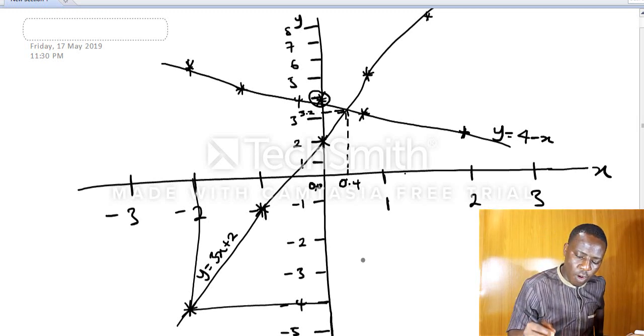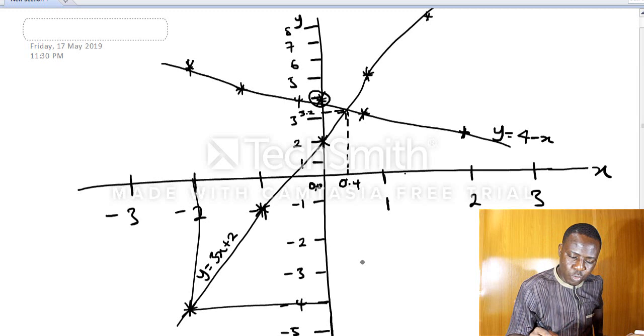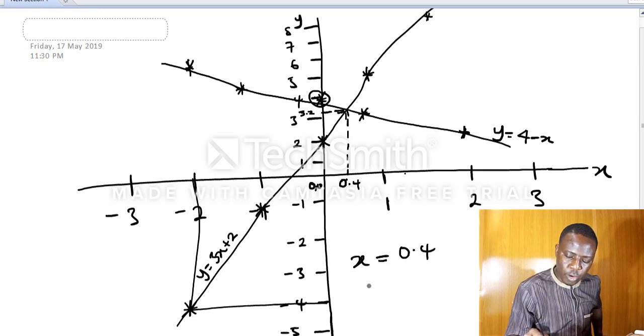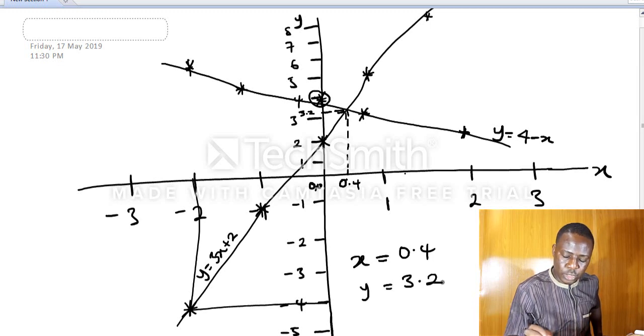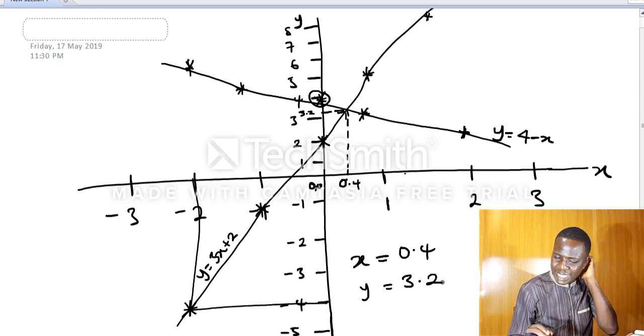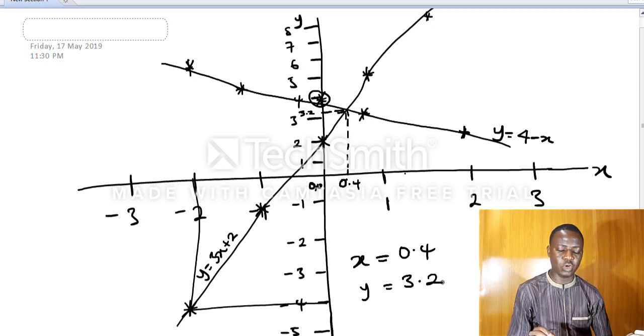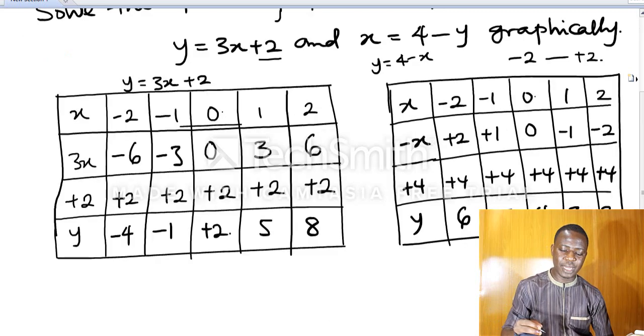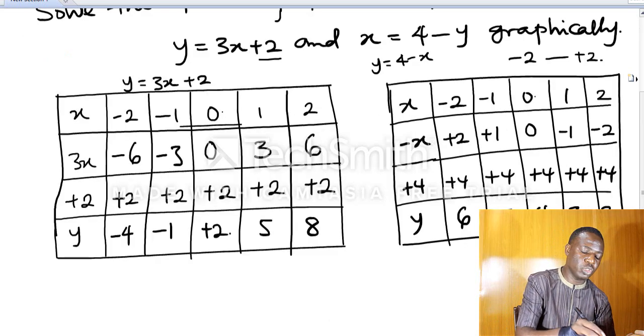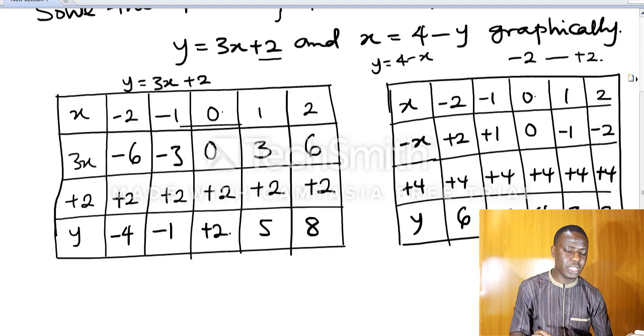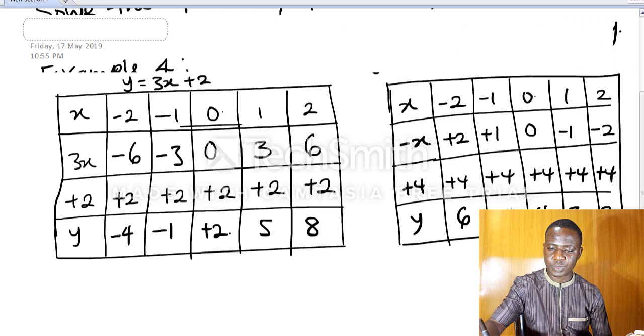So the solution of this simultaneous equation can be said to be x equal to 0.4 and y equal to 3.2. So this is said to be the solution of that equation, or you can approximate it. So what you do is take it back and substitute into this equation to see if they will both give you the corresponding values.